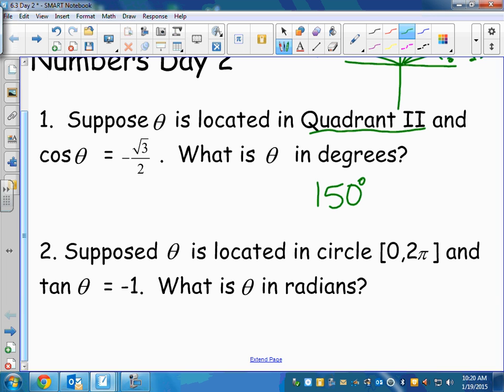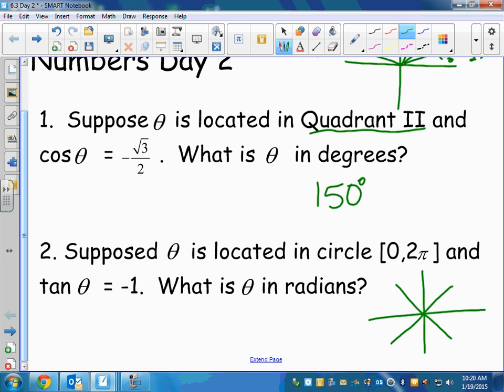So tangent equals negative 1. What does that tell me about my ordered pair? Yeah, they're the same but opposite signs, right? But they're the same number because that's the only way we can get 1. And which angle is the one that gives me the same ordered pair all the way around? Pi fourths, 3 pi fourths, 5 pi fourths, 7 pi fourths.